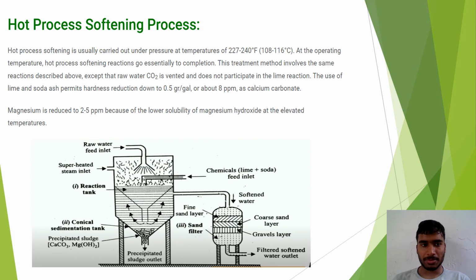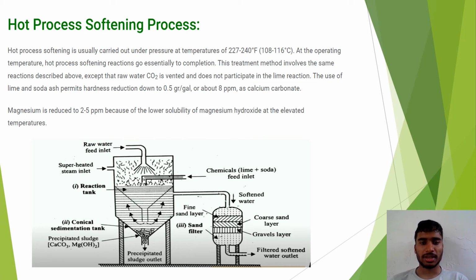Now here comes the main topic that this video is all about: the hot process softening process. Hot process softening is usually carried out under pressure at temperatures of 227 to 240 degrees Fahrenheit, that is 108 to 116 degrees Celsius. At the operating temperature, hot process softening reactions go essentially to completion.